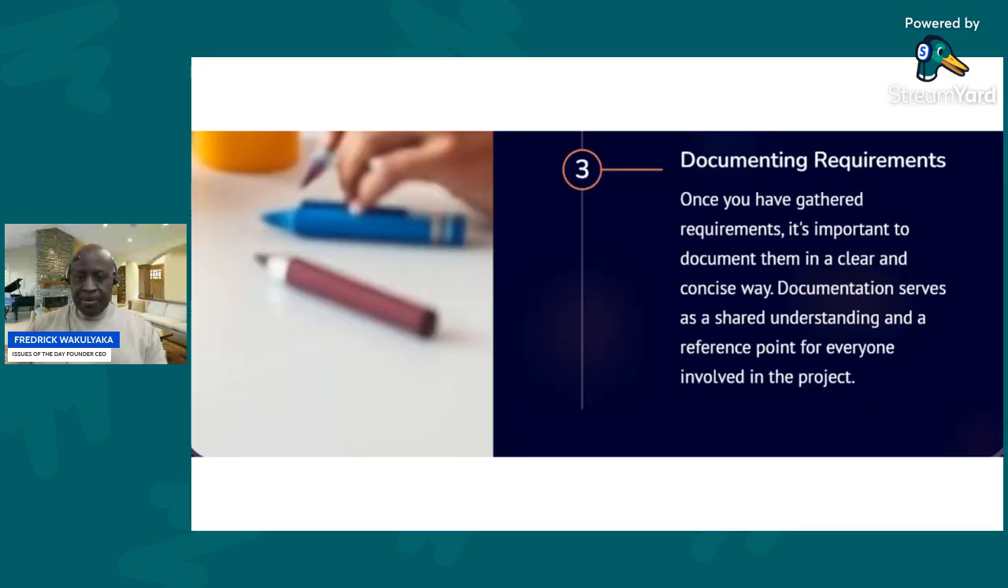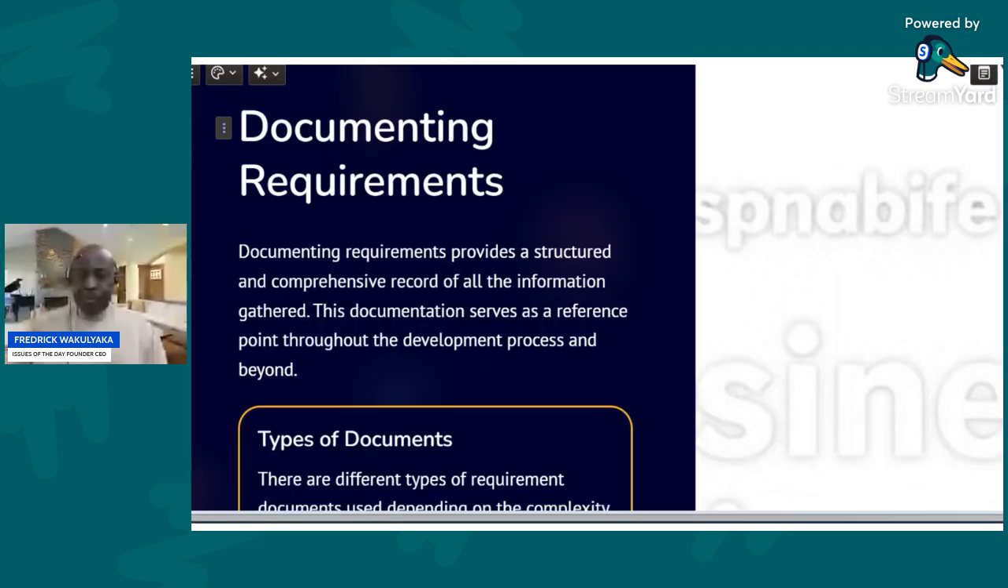Documenting requirements. Once you have gathered requirements, it's important to document them in a clear and concise way. Documentation serves as a shared understanding and a reference point for everyone involved in the project. Documenting requirements provides a structured and comprehensive record of the information gathered. Documentation serves as a reference point throughout the development process and beyond.